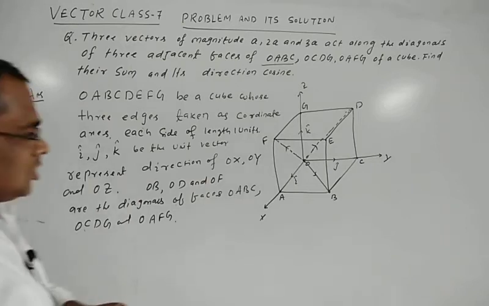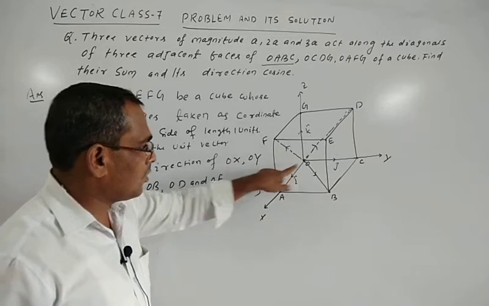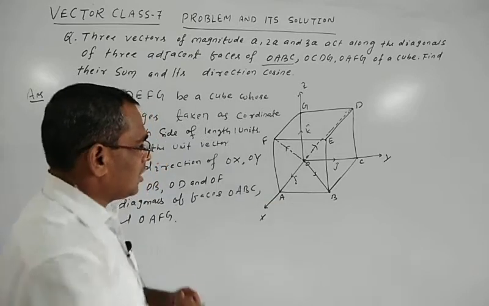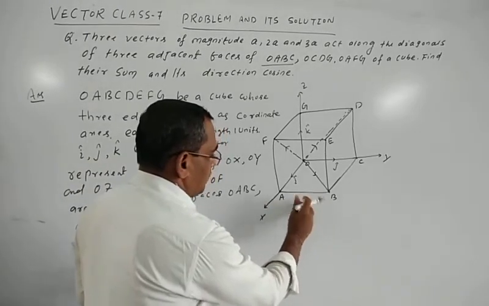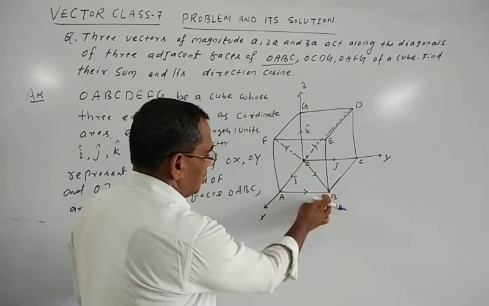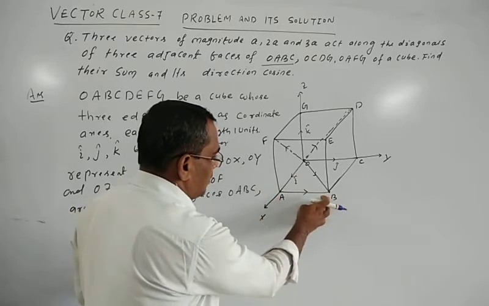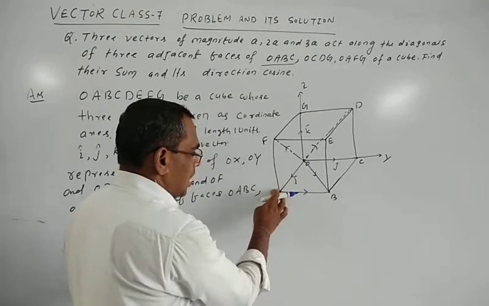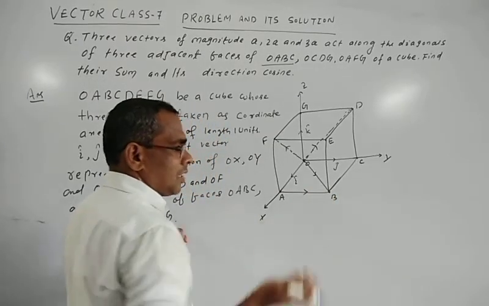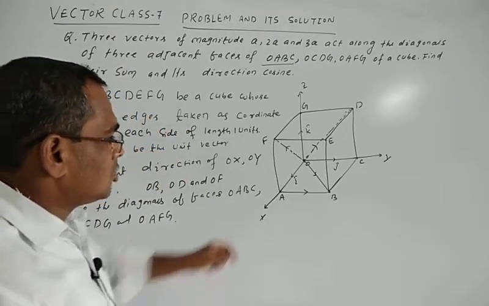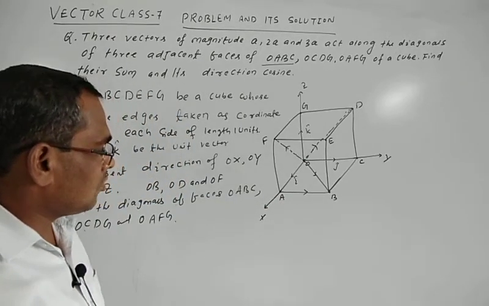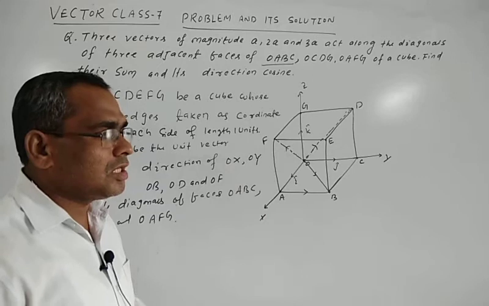So this one is i cap: OA is i cap, OC is j cap. The lower face is a parallelogram, so this one is also j cap. So what is the OB vector? The OA vector plus the AB vector is equal to the OB vector. This one is i cap and this one is also j cap, because the lower face is a parallelogram and in a parallelogram opposite sides are parallel. So OA vector plus AB vector equals OB vector. That means the OB vector is equal to i cap plus j cap.